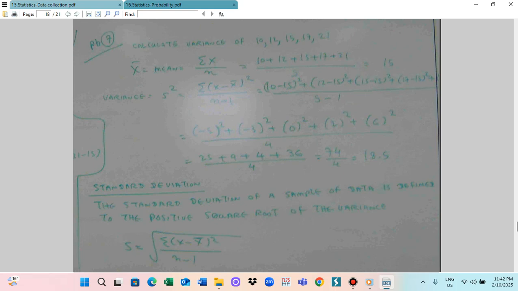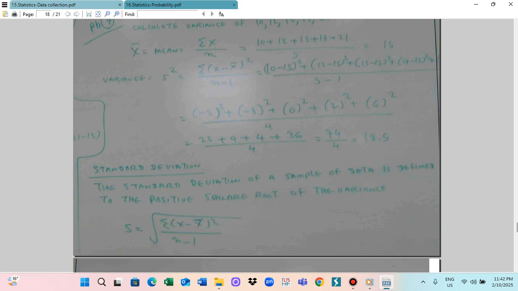After that, you substitute and divide by n minus 1. Here n is 5, so 5 minus 1. This becomes minus 5 squared plus minus 3 squared plus 0 squared plus 2 squared plus 6 squared divided by 4. So this becomes 25 plus 9 plus 4 plus 36 divided by 4, which is 74 divided by 4, so you get 18.5. So the variance is 18.5.